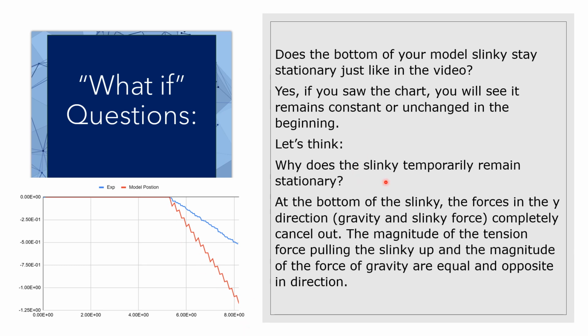And so let's think, why does the Slinky temporarily remain stationary? At the bottom of the Slinky, the forces in the Y direction, gravity and the Slinky force, completely cancel out. The magnitude of the tension force pulling the Slinky up and the magnitude of the force of gravity are equal in opposite direction.